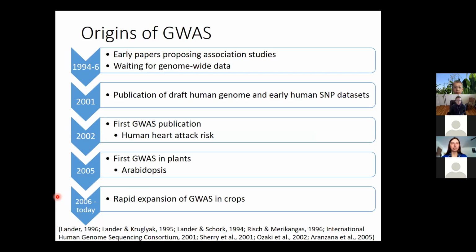Finally, in 2005, about a decade after GWAS was first proposed, we had the first GWAS published in plants, in the model species Arabidopsis. And then, of course, from 2006 onwards to today, GWAS has rapidly expanded into a ubiquitous tool in crop species.